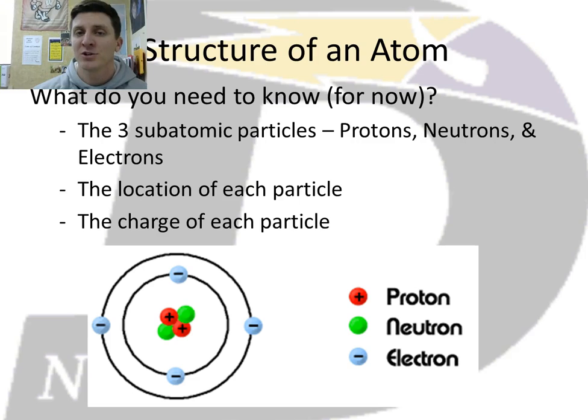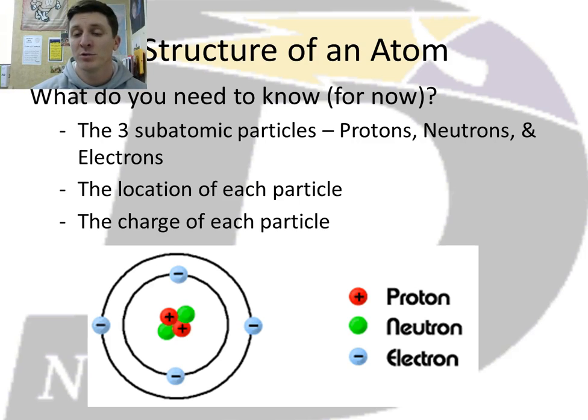Finally, we have electrons. Electrons are located outside the nucleus, and they're located in what we call rings or orbits. And we'll talk more about that next unit, but just understand that an electron is going to have a negative charge, and its location is outside the nucleus. So fairly simple basic structures of an atom. You have to know this.